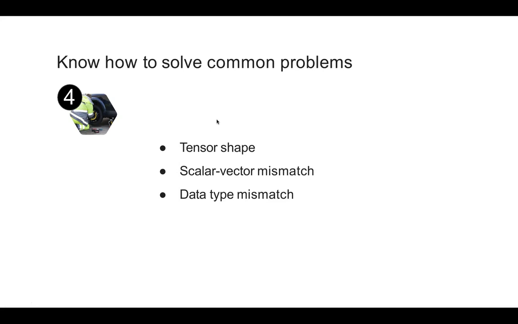And yeah, we have to know how to solve common problems. Shape is one issue. Scalar vector mismatch is another thing. And data mismatch is another thing. In R, if you are multiplying a float with an integer, it is fine. The integer will be broadcasted to a float. Whereas in NumPy or in TensorFlow, that doesn't work. So understanding such minute things can save your day.